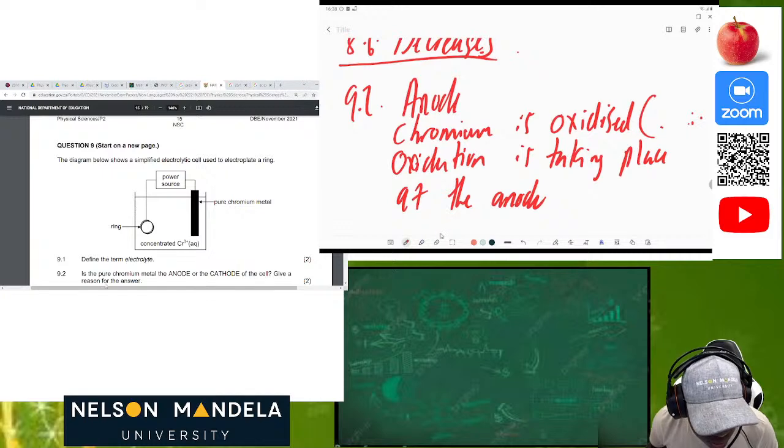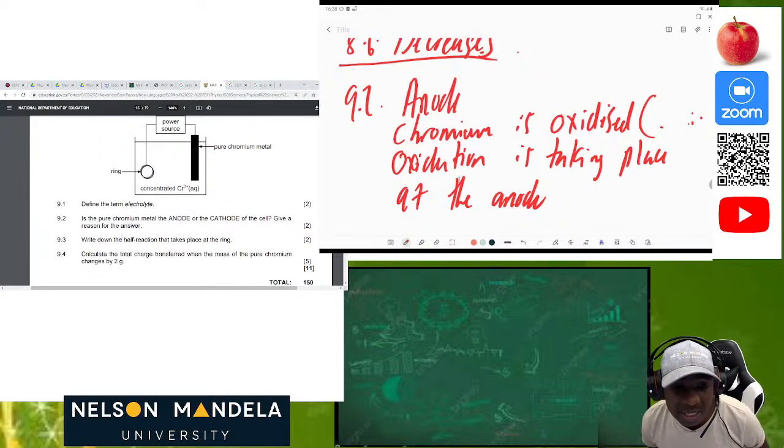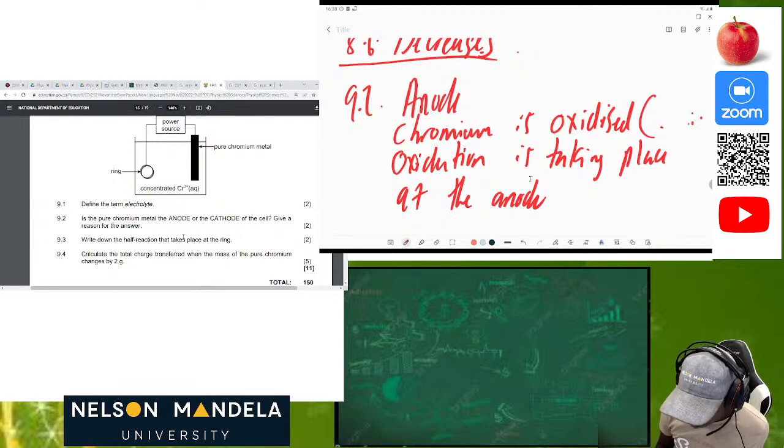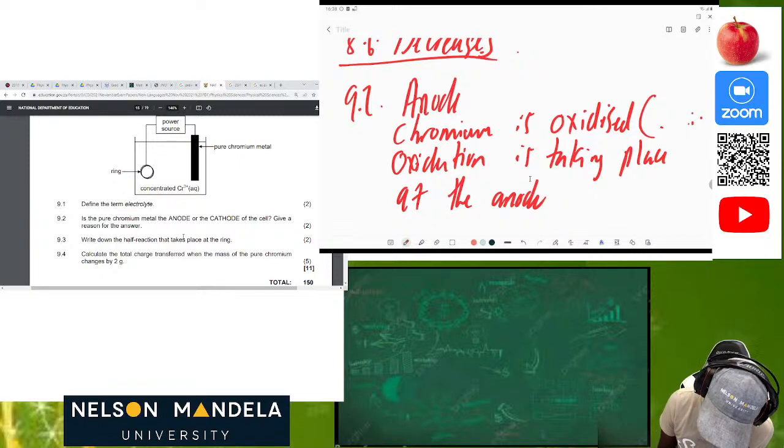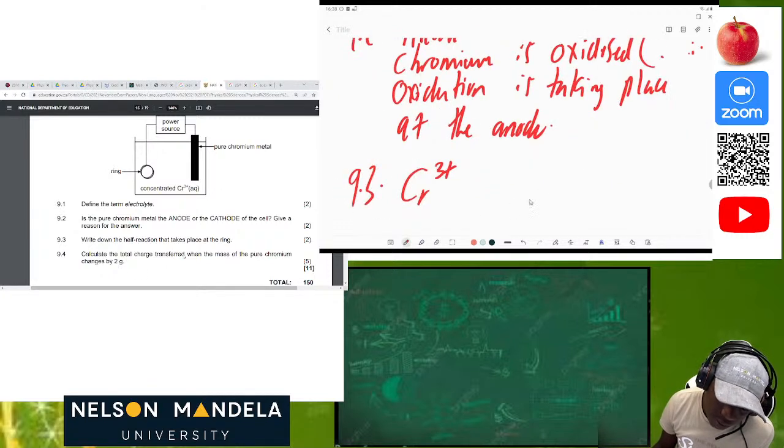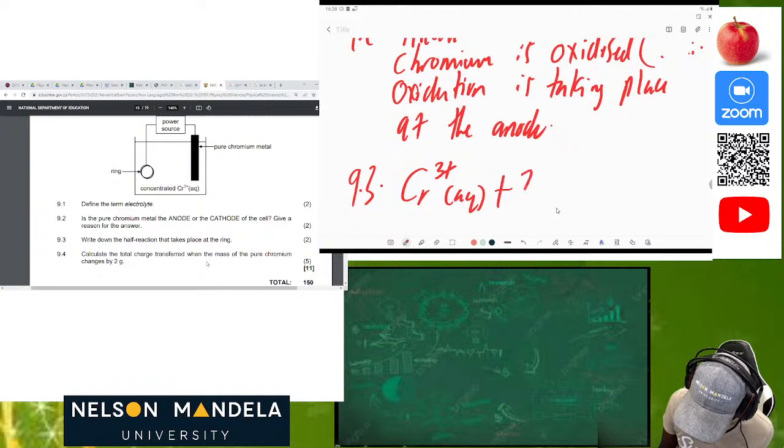Great. Then let me just do this last question, please. Write down the half reaction that takes place on the ring. How will we write the half reaction that takes place on the ring? Of course, we're talking about chromium. So you can just go to your table again, and on your table 4B, you'll be able to see that it's going to be Cr3 plus, which is in aqueous state, plus our 3 electrons, which gives Cr, which is chromium, in the solid state.